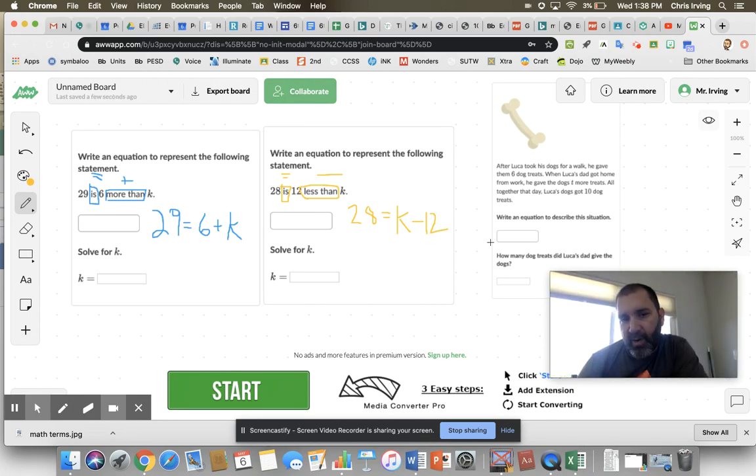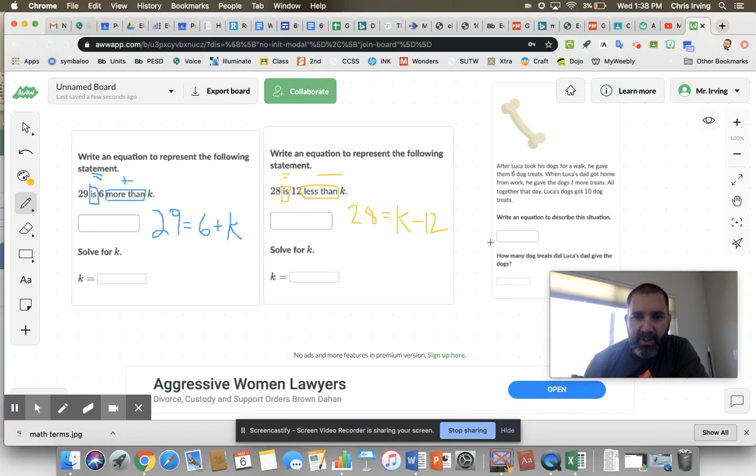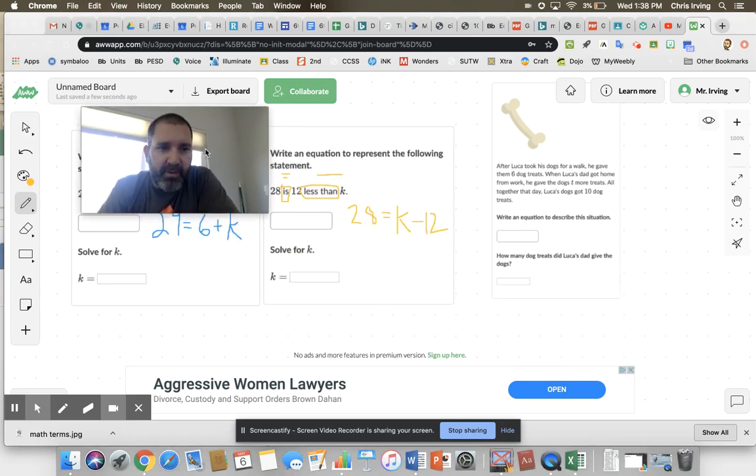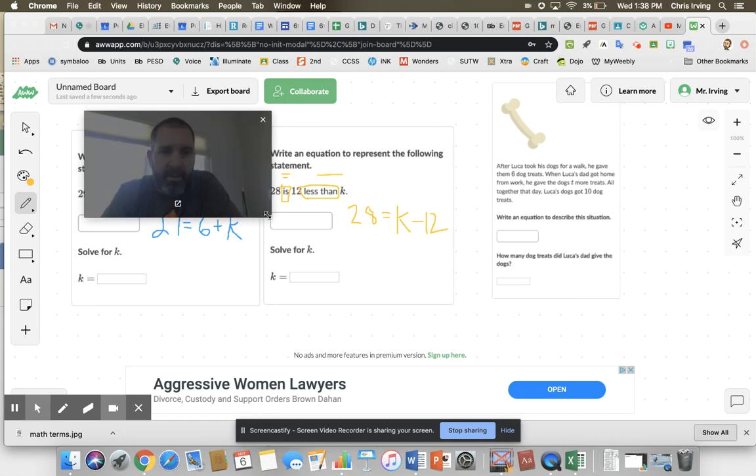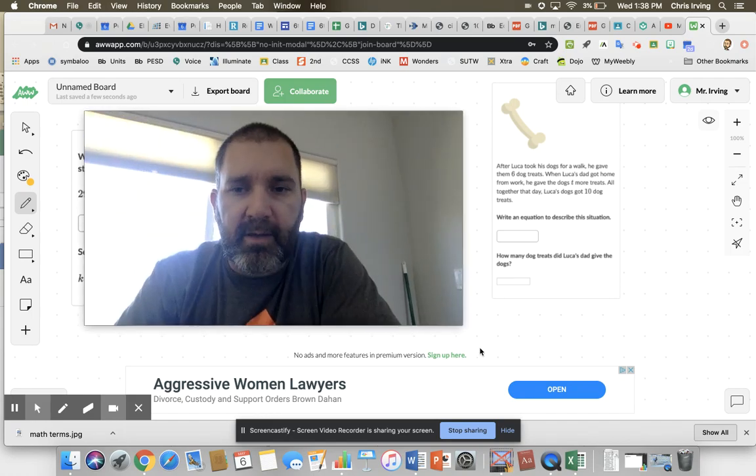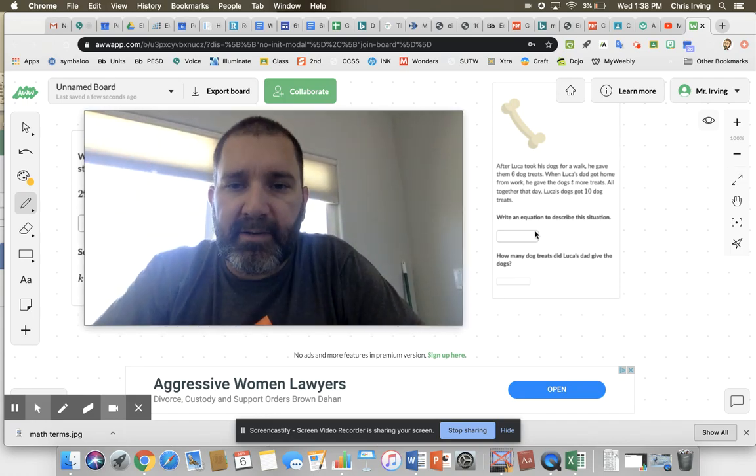Now, in order to figure out what k is, you would have to do the inverse of what is already being done to it. Right now, 12 is being subtracted from it. You would add 12 to both sides to figure out what the value of k is. And again, I'm not going to give you that answer. I think you can figure that one out. Now, for the next, let me move my face over here. There we go. Now for the last exercise here.